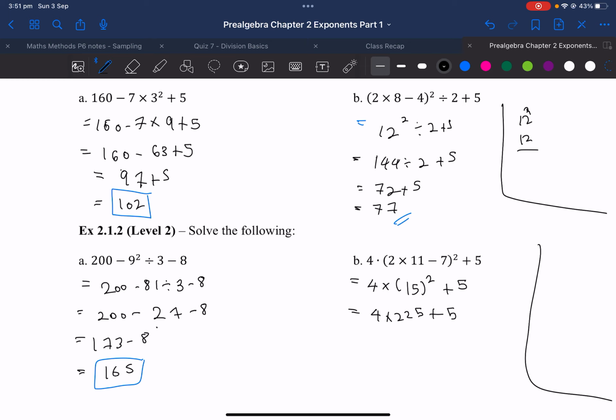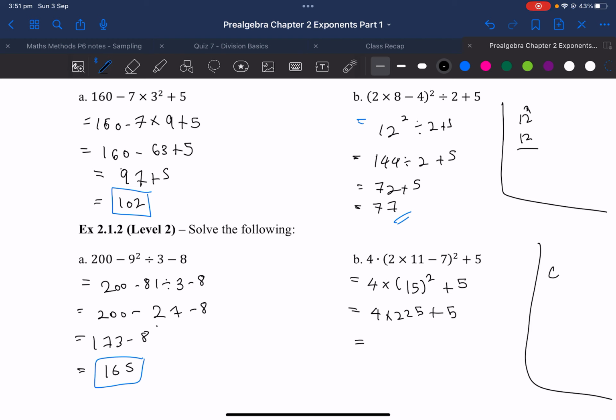894. No, because you increase the number you multiply by 2, the answer doesn't increase by 2, it increases by a bigger number because you're multiplying a bigger number by 4. 900, yeah. Which is 905 if you add the 5. So if you multiply these two, 4 by 225, that's 900. Add 5, 905.